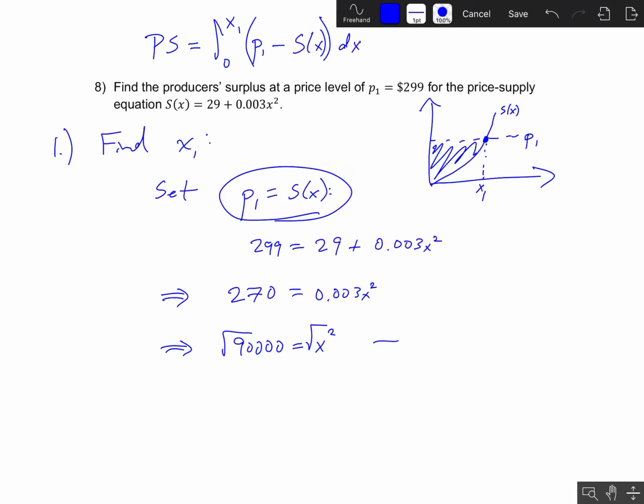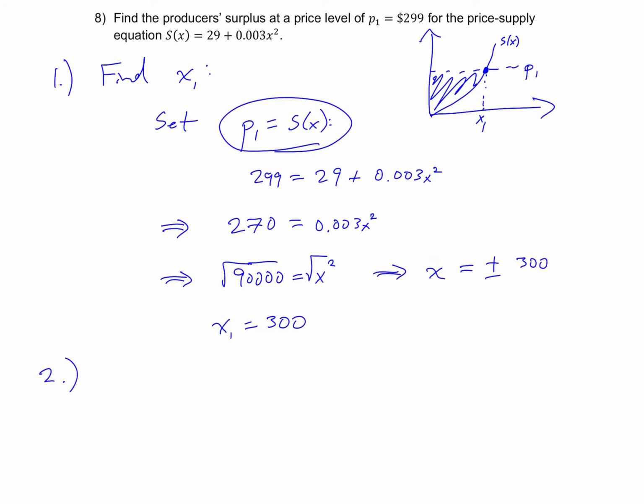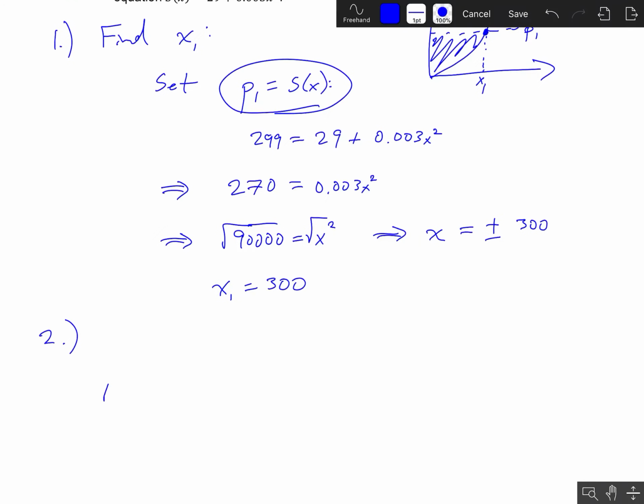Now by taking a square root on both sides, you can solve for x. What we end up getting is two options for x because we need this plus or minus, but the square root of 90 grand is equal to 300. So this would be x is equal to plus or minus 300. Now clearly we don't care about the negative 300 because you can't supply a negative number of items. So x1 is just going to be the positive root here. So this will be x1 equals 300. And now we found x1. So now we have all the information we need to set up the integral.